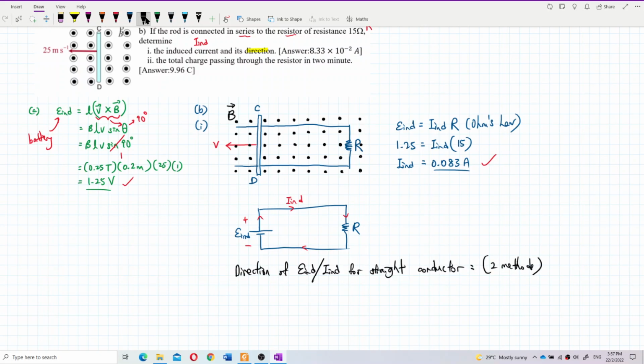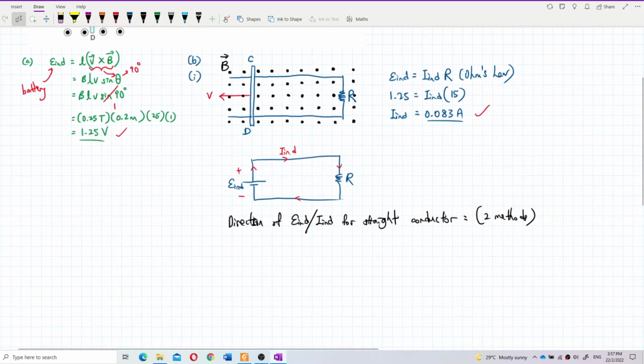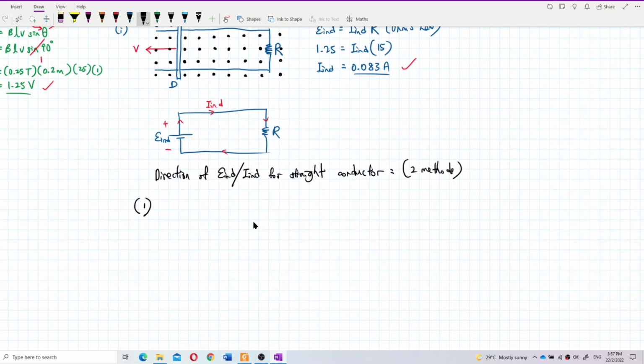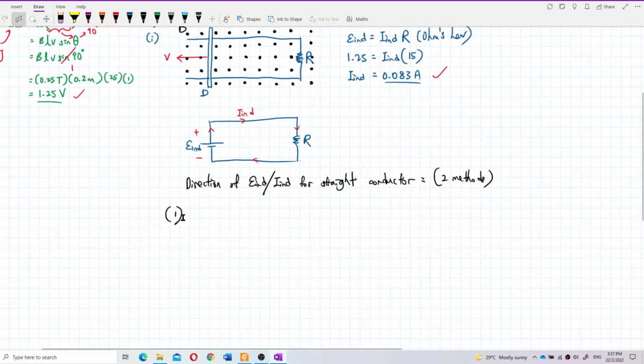So first of all, what are the two methods? This is the first method, and the second method. The first method is using the right hand rule, which I have taught in my classroom teaching video. Right hand rule means I use the thumb and the forefinger.